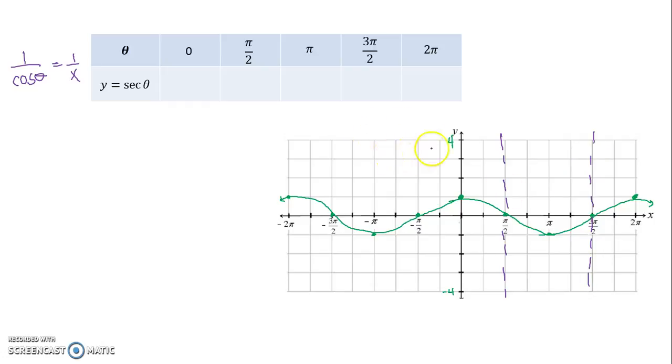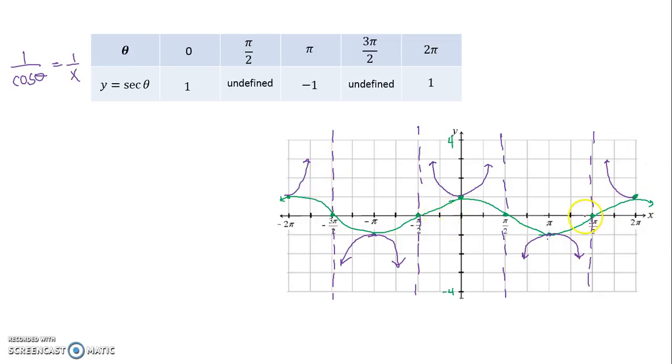So I have asymptotes at pi over 2, 3 pi over 2, negative pi over 2, negative 3 pi over 2. From there, the top points are just like our cosecant, become like those parabolas going up. The bottom points become like the ones going down. So it looks very much like your cosecant graph. If you made your table, you would have noticed that you were starting at 1, then you were undefined, then you were at negative 1, then you were undefined, then you were at 1.